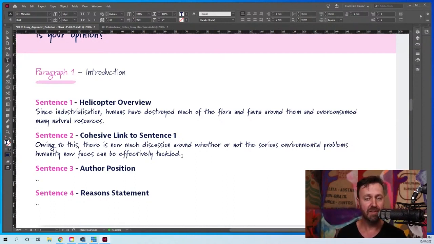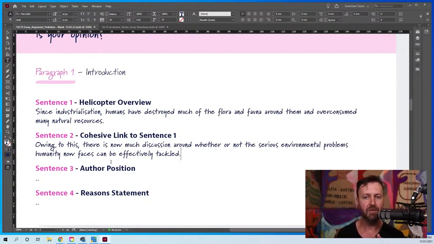So let me just read it so far. We've got, since industrialization, humans have destroyed much of the flora and fauna around them and overconsumed many natural resources. Owing to this, there is now much discussion around whether or not the serious environmental problems humanity now faces can be effectively tackled. Cool. Good so far.